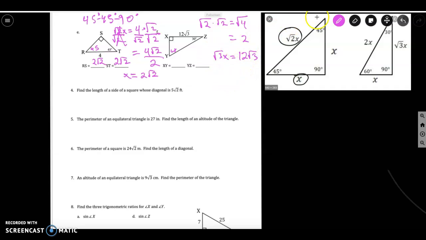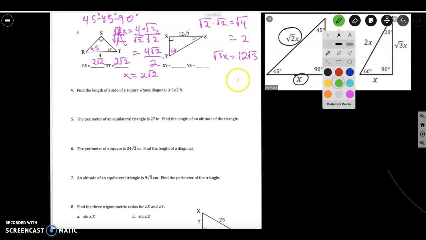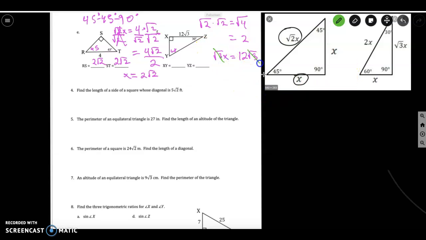Now if we look at this, these two are going to cancel out because they are the same. And then we just have 12, so 12 is x. So 2x is 2 times 12, which is going to be 24, and then x is just 12. So x is 12, 2x is 24.